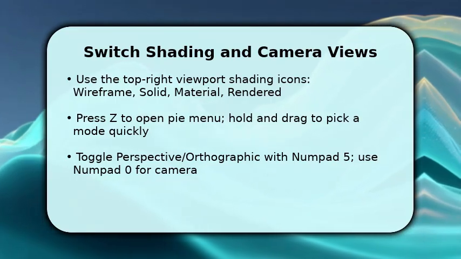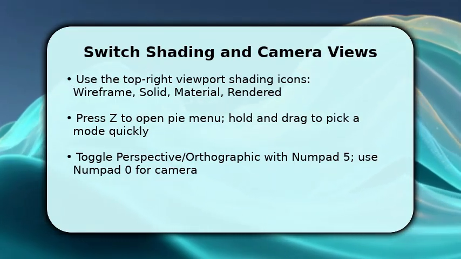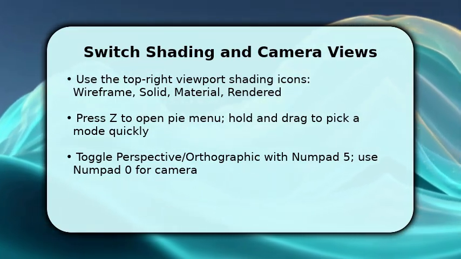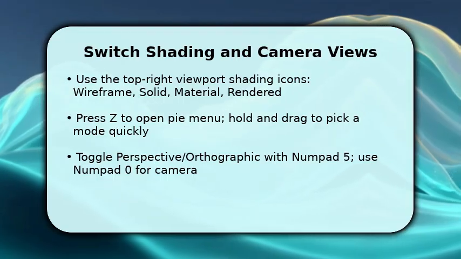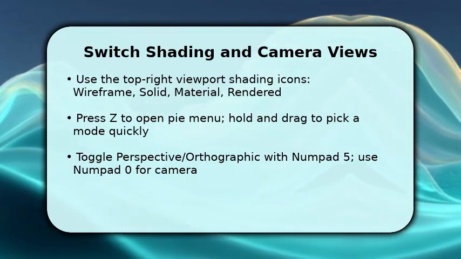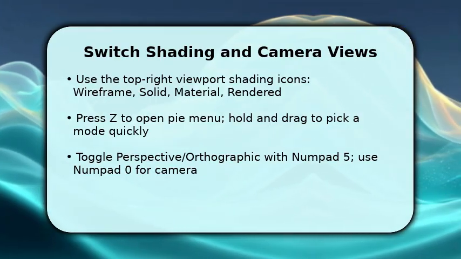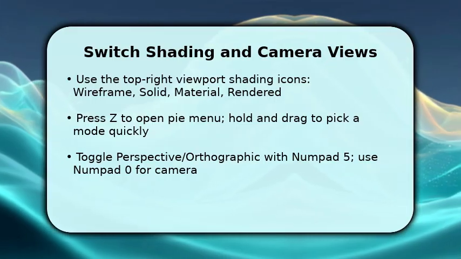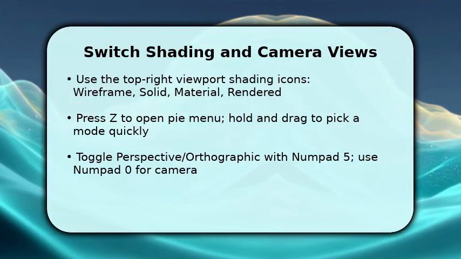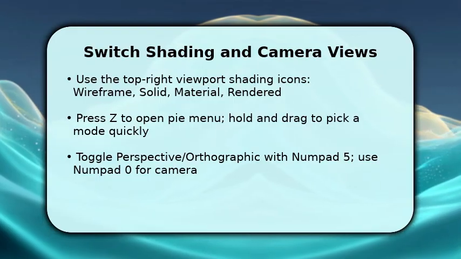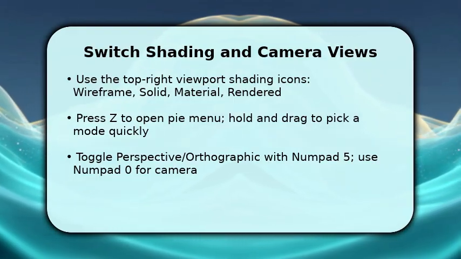Alternatively, press Z to open the Quick Pie menu and drag to the mode you want. This is faster for iterative work. To adjust camera projection, press numpad 5 to switch between perspective and orthographic, and numpad 0 to jump to the camera view. Make sure to observe lighting and material changes, so you understand why rendered differs from material preview.